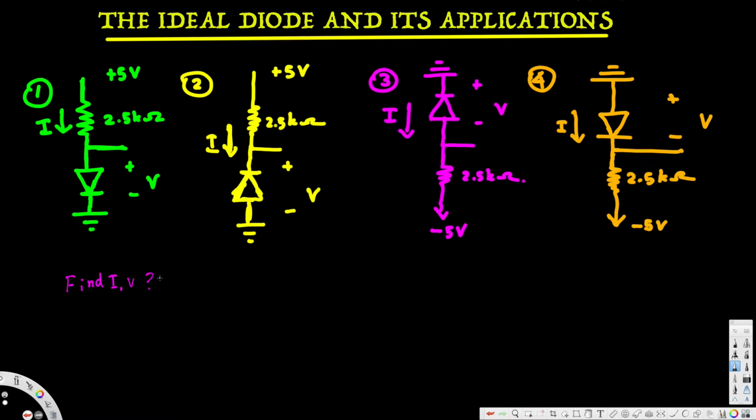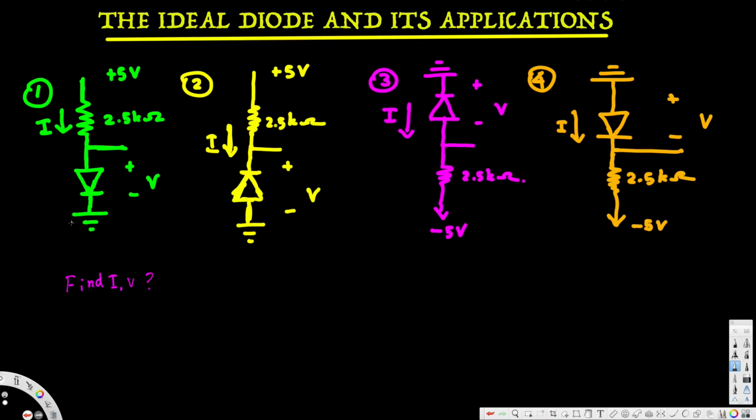In this video we are going to see some examples on diode circuits. Here we have some diode circuits and the question here is asking us to find out current I and voltage V. Here we can use two different methods. One is the short circuit method and the other one is the open circuit method. I'm going to do the open circuit method.